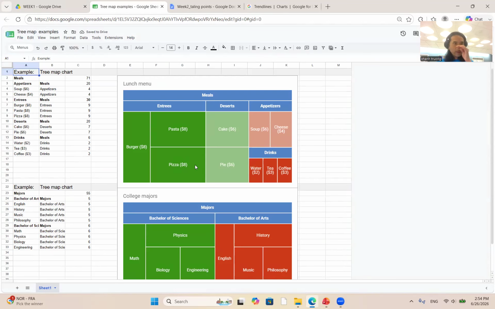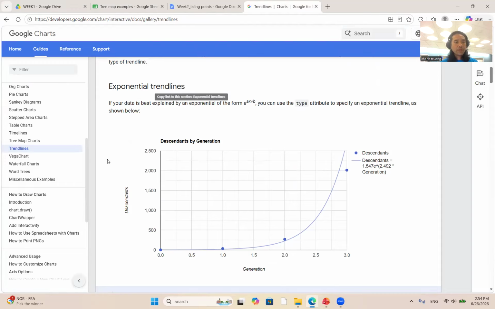And this one right here is kind of like a tree map, I think. And you can look into the tree maps here.